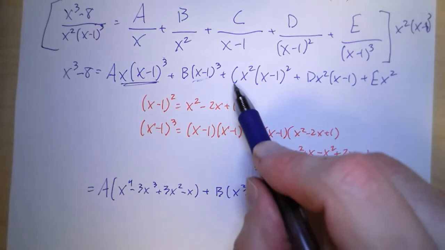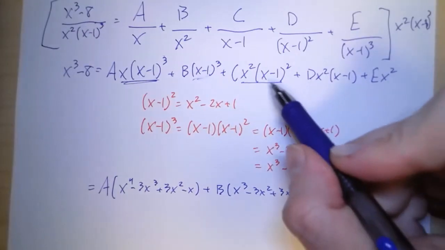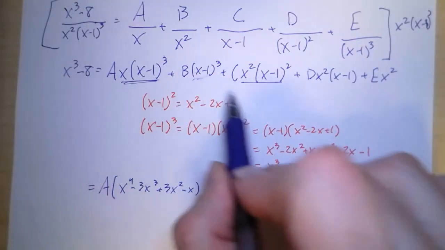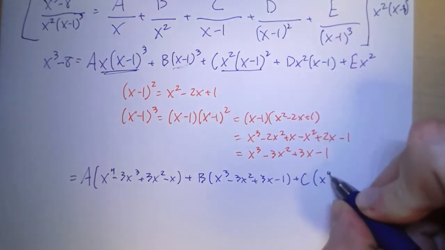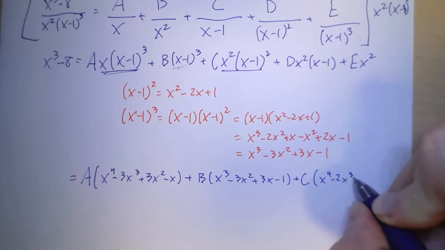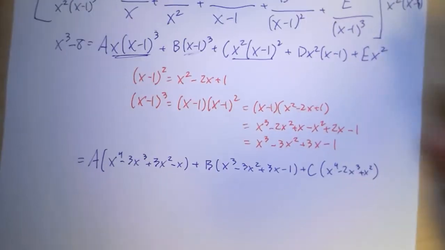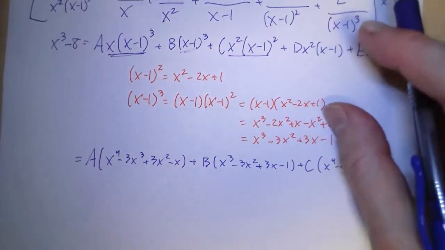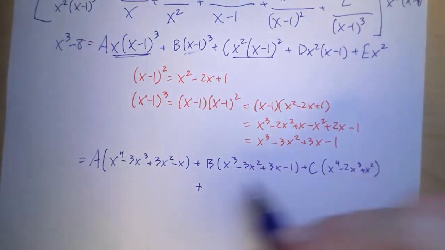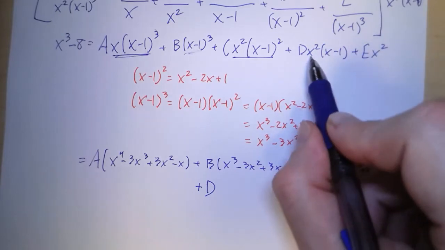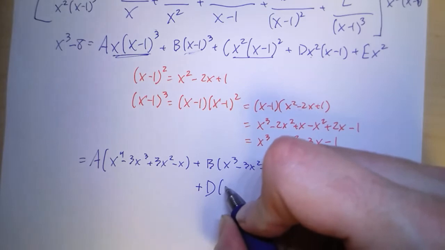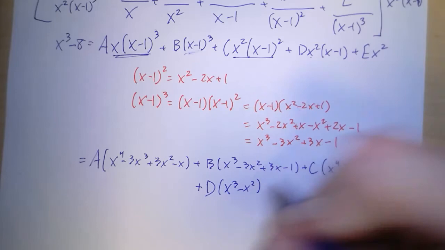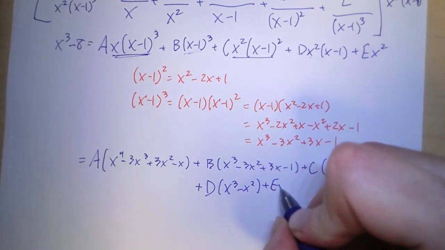Now this c term is x squared times (x minus 1) squared. So I have to take this and multiply by x squared. So I have x to the 4th minus 2x cubed plus x squared. All right, and almost out of room, so we'll start a new line. Now d is going to be x squared times all that. So that is going to be x cubed minus x squared, and then finally plus e x squared.